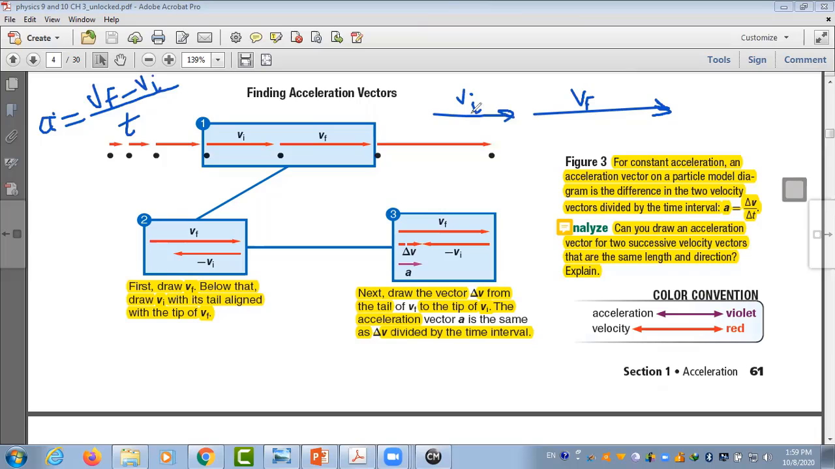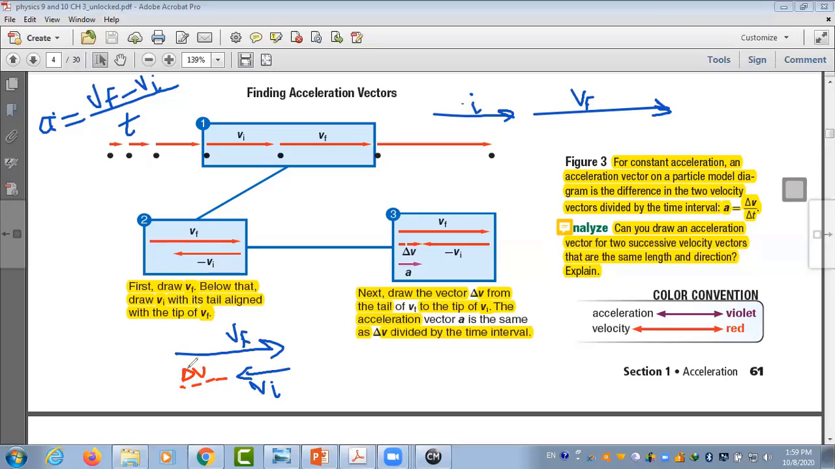So we have to reverse Vi because Vi in the law is negative. We will keep Vf the same, but we will reverse the direction of Vi. This will be Vf, this will be Vi. And we have to put them over each other to show us the difference between the two vectors. And this will be the delta V.